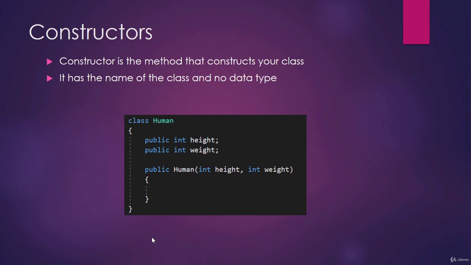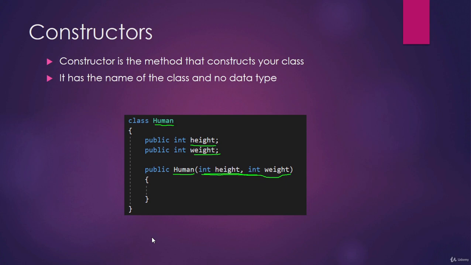The constructor has the name of your class. It doesn't have any data type, and it may take or may not take arguments. This is up to you. It depends on the type of class that you're creating and what kind of initial values you need. So for example, here we have a class human. The class has height and weight, and whenever we create a human object, we want them to have height and weight. We don't want to have any humans that don't have height or weight.